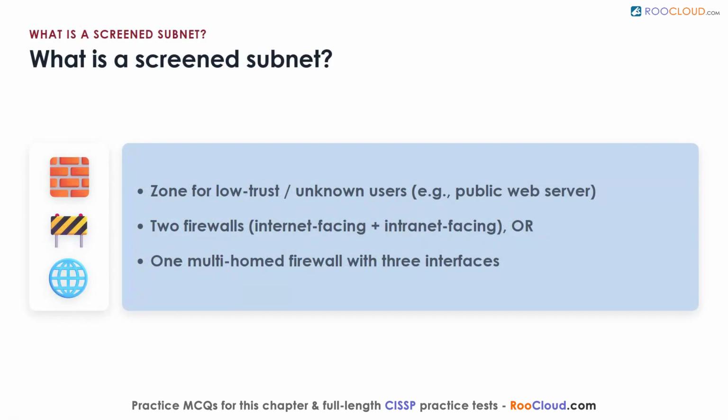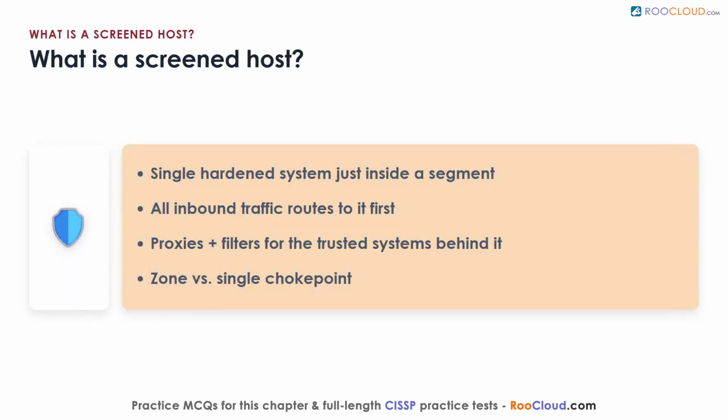What sits in the buffer between the public and the private? A screened subnet. It is a special purpose zone built for low trust and unknown users, like the public reaching a web server without letting them touch your internal network. You can build it with two firewalls, one facing the internet and one facing the intranet, so the subnet sits sandwiched and screened between them. Or you can use a single, multi-home firewall with three interfaces, one to the internet, one to the subnet, and one to the intranet. Either way, it is a controlled reception area. Think of a hotel lobby where anyone may enter, but a second set of locked doors guards the guest floors beyond.